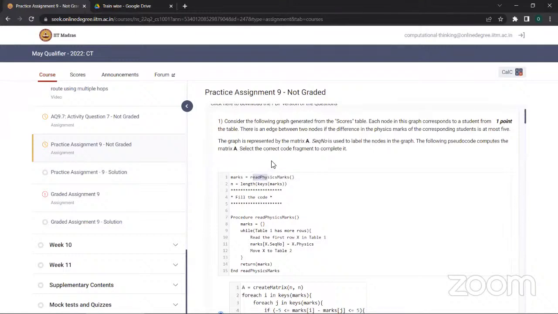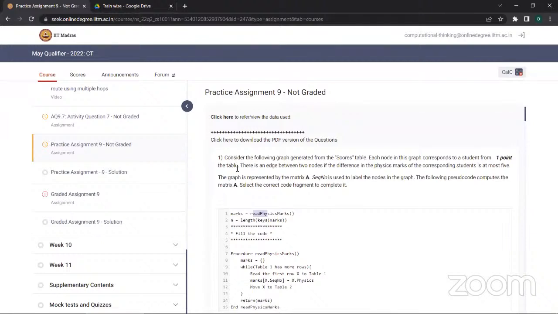Okay, let me go through the statement once. So the difference between physics marks is at the most 5, right? Maximum 5 is allowed, right? And if that's the case, we are adding an edge between them. I mean, we'll make that entry as 1.